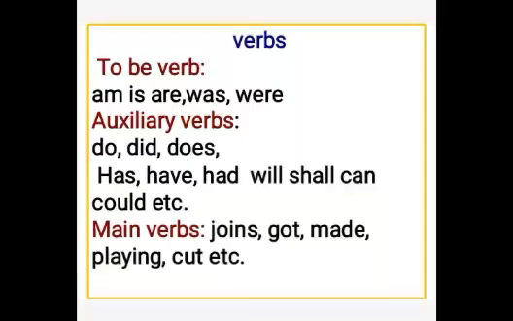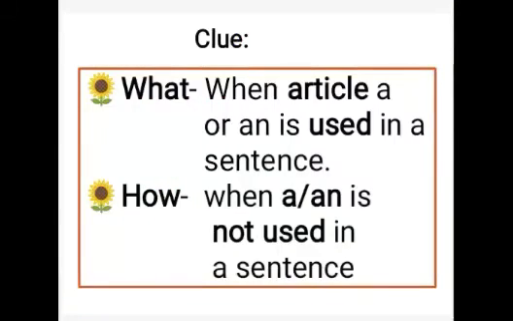Now, one important clue for you. While converting an assertive sentence into exclamatory sentence, remember, if an assertive sentence has article a or an used in it, then for the exclamatory sentence use what. And if a sentence doesn't have a or an in it, then your exclamatory sentence will start with how.